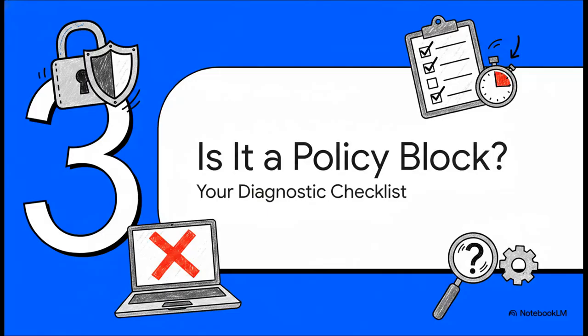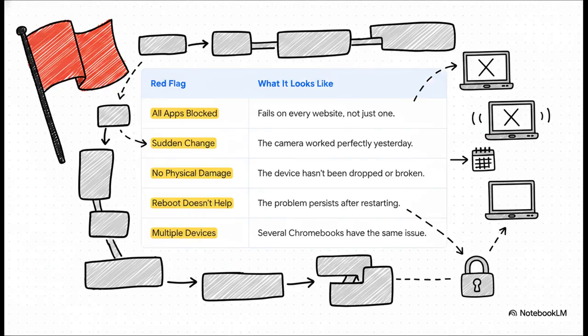Okay, so the big question is, how can you know for sure if you're dealing with one of these policy blocks? Let's go through a super simple checklist that'll help you diagnose this in, like, under a minute, without ever having to call for help. This is your cheat sheet. Okay, first red flag. The camera is blocked on every single website, not just one. That's a huge clue. Another one, it worked perfectly yesterday, and all of a sudden, today it doesn't. That points to a policy change. But the biggest giveaway of all? When several devices, or maybe the whole cart, all have the exact same problem at the exact same time. That's almost never a hardware issue. That's a policy for sure.